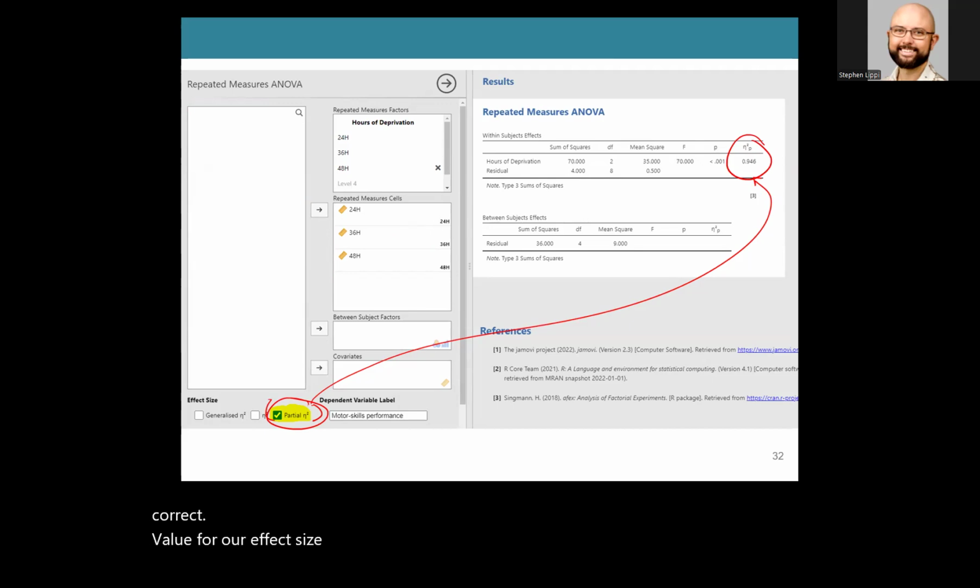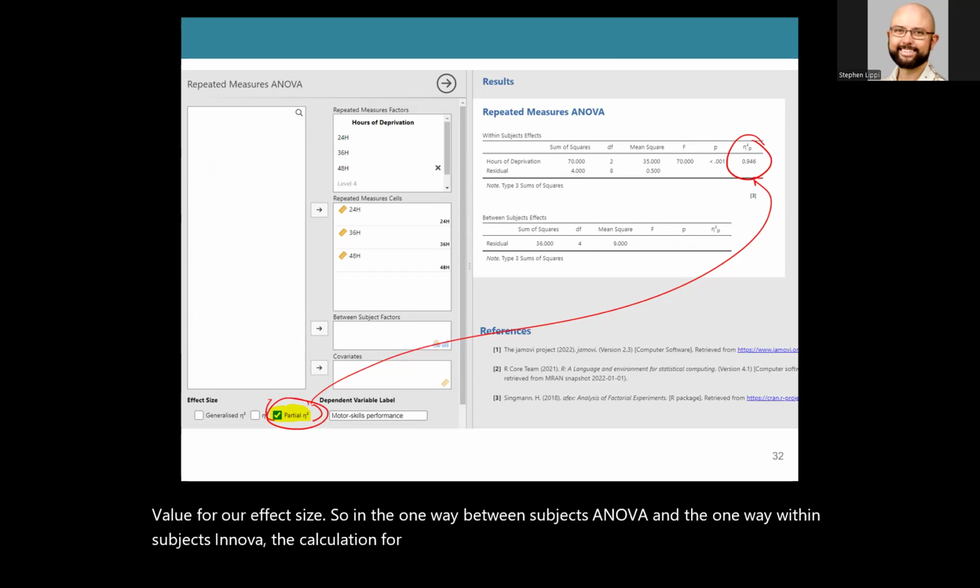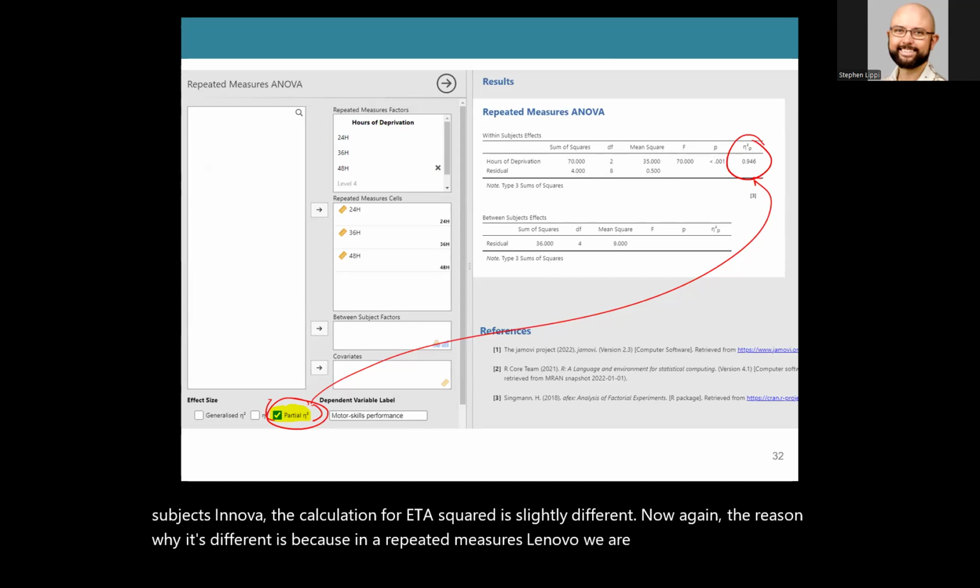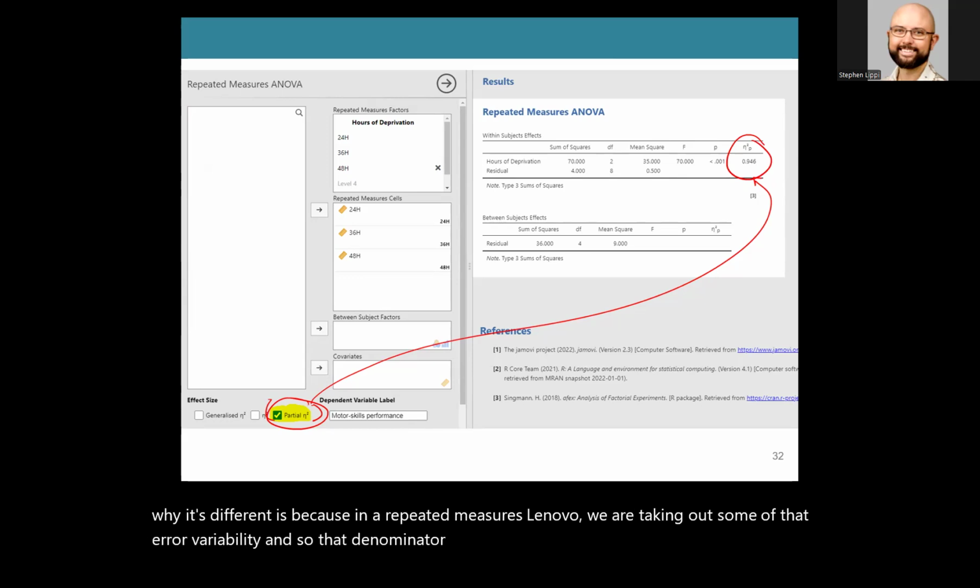So in the one way between subjects ANOVA and the one way within subjects ANOVA, the calculation for eta squared is slightly different. Again, the reason why it's different is because in a repeated measures ANOVA, we are taking out some of that error variability. And so that denominator is a little bit lower.